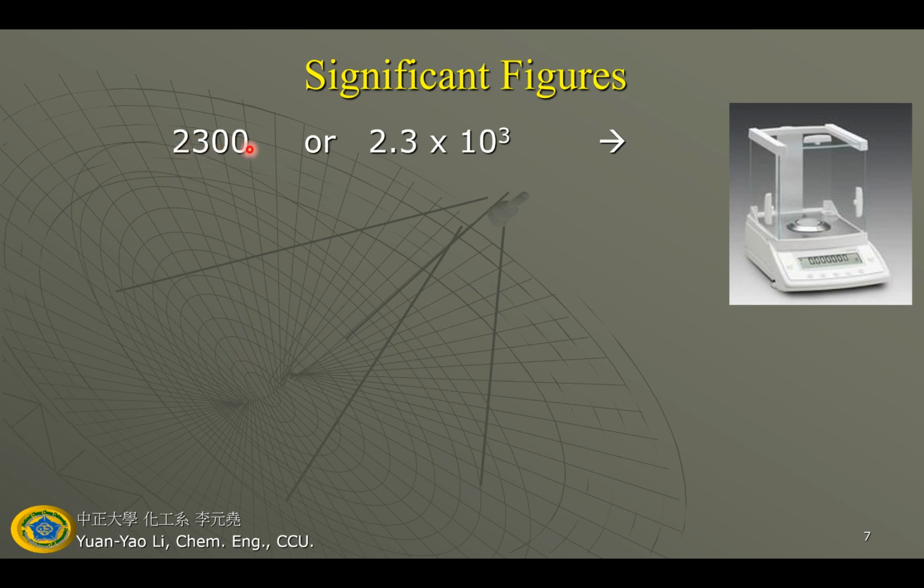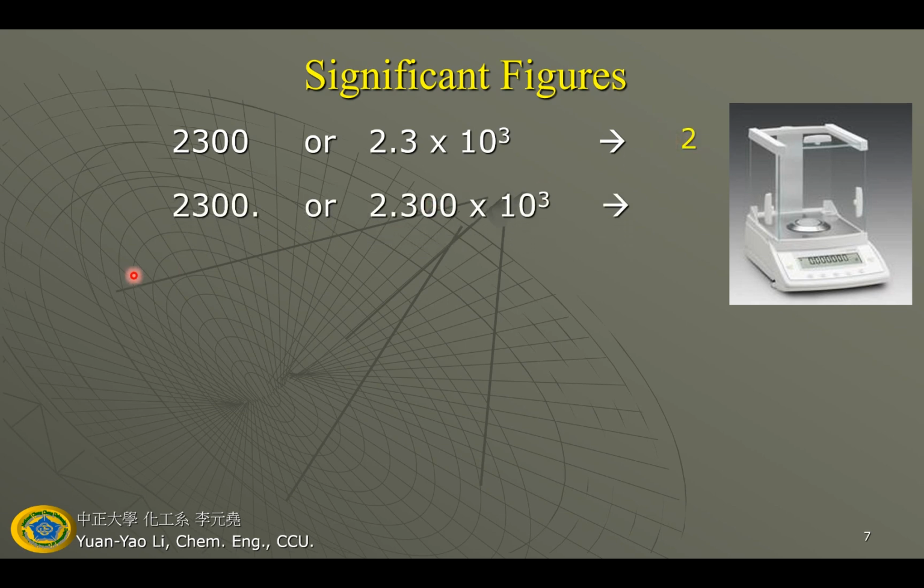2300. How many significant figures does this have? 2, right? First 1, 2, and you don't count the zeros because there is no decimal point. And how do you write this in scientific notation? 2.3 times 10 to the 3, right? So this is 2 significant figures.